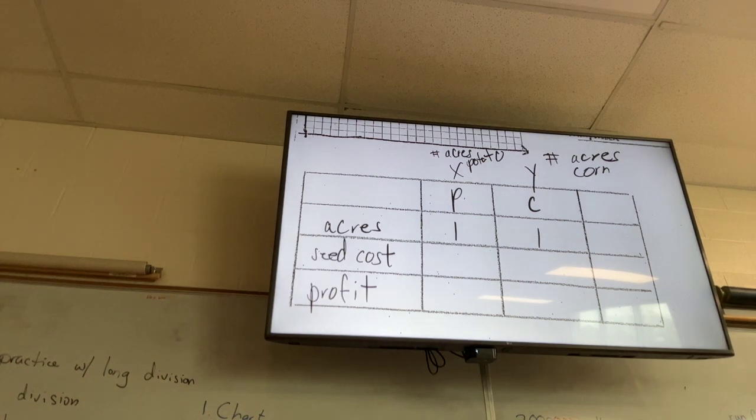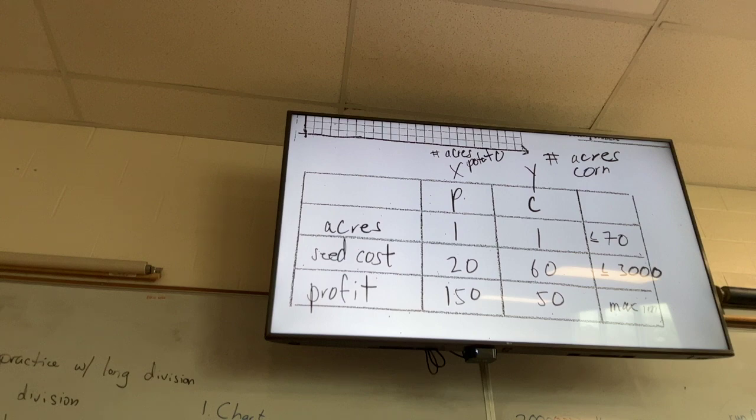Okay? Seed cost for each acre of potatoes, what is it? 20 and 60. Yes, thank you. And the profit for potatoes. It could be any three of them. This is going to be a maximize one. Yeah, so acres has to be less than or equal to 70, right? You only have 70. And the cost has to be less than or equal to 3,000. Profit, we want to maximize that, right?